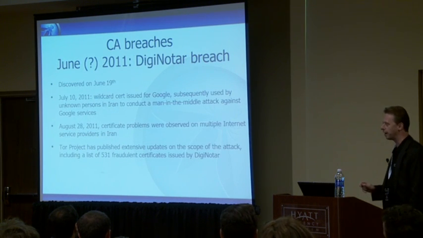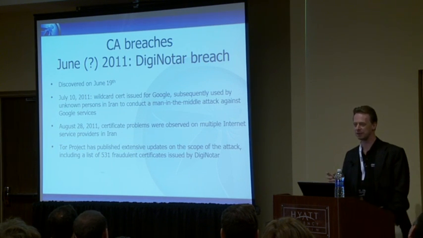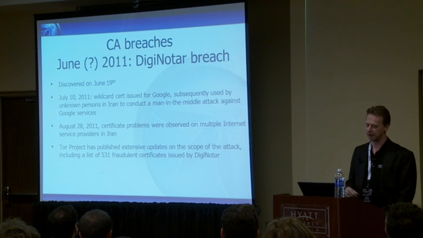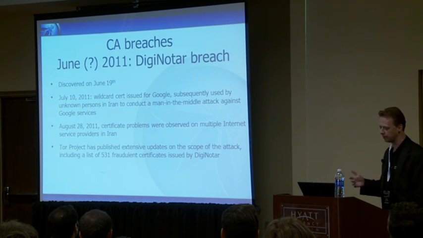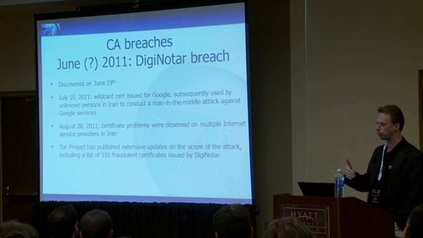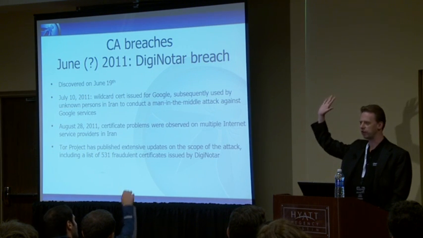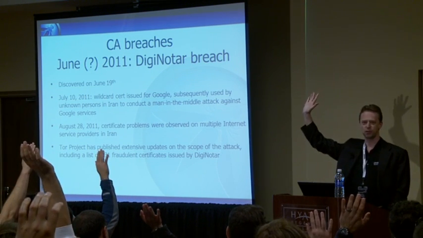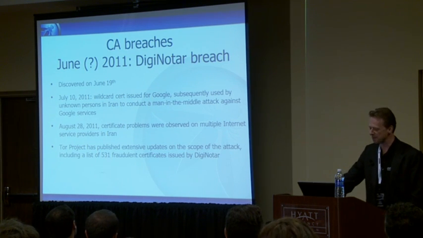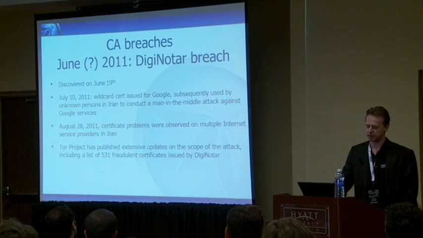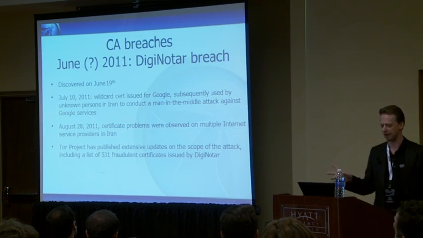Well, but there's another party, and party in all types of senses, literally, which happened in June 2011. The date is not totally clear, but it was discovered on June 19th. There was another breach of a CA. Maybe I should ask the room, who of you knows what a certificate authority is, what a CA is? Great, that makes it easy. So I don't have to explain what a CA is. In that case, it was DigiNotar.